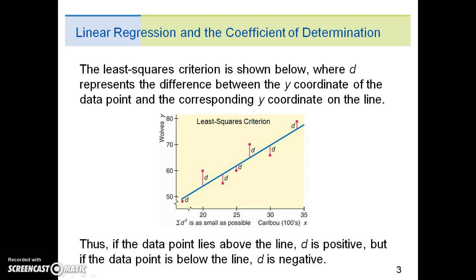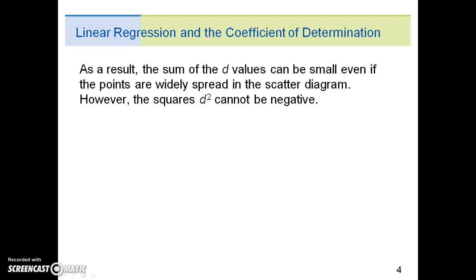Thus, if the data point lies above the line, D, or the difference, is positive, but if the data point is below the line, D, or the difference, is negative. As a result, the sum of the D values can be small even if the points are widely spread on the scatter diagram. However, the squares, D squared, or D times D, cannot be negative.